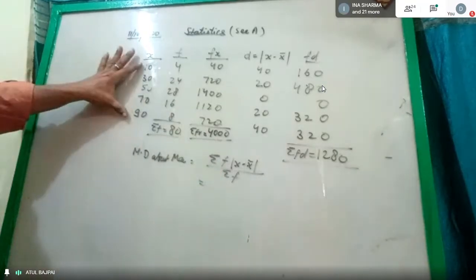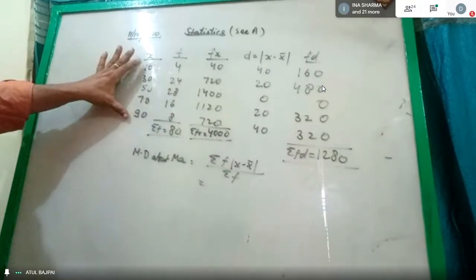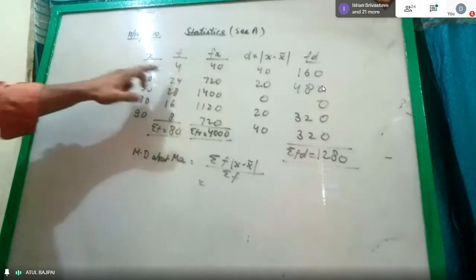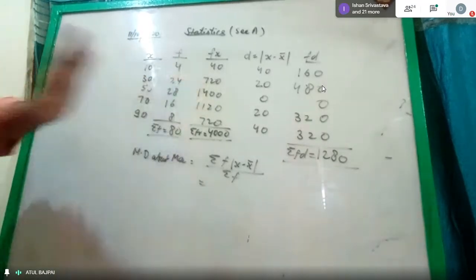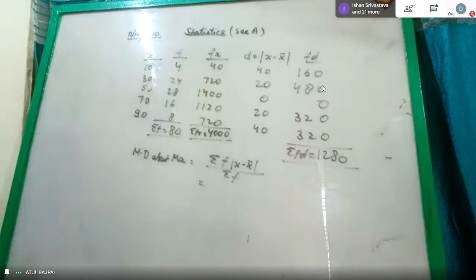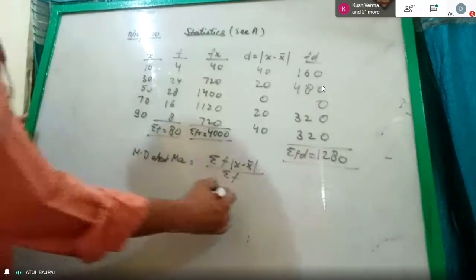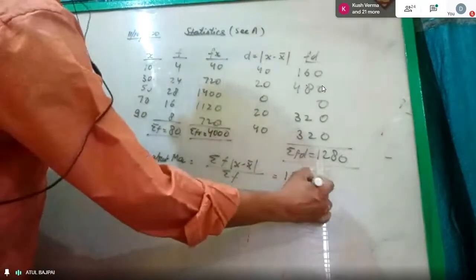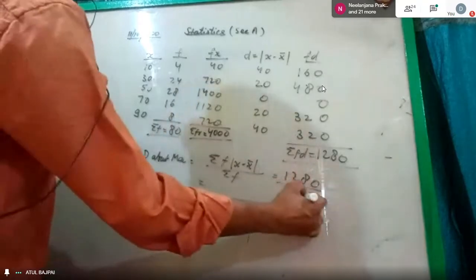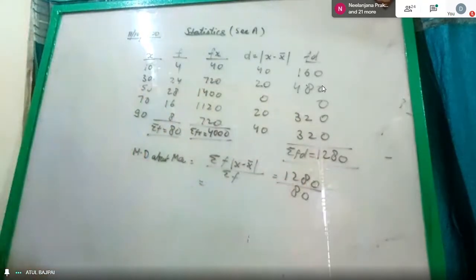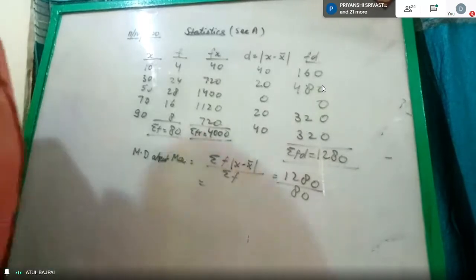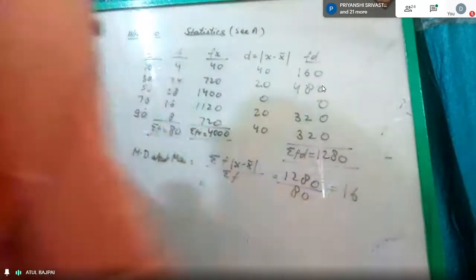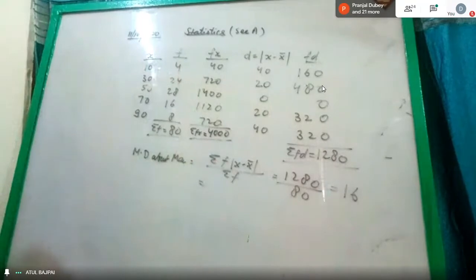Here we can see the number 10 has occurred 24 times, 30 has occurred 24 times, so total observations are 80, not 5. So what do we get? 1280 divided by 80. Simplify, what do we get? 16. So what is the mean deviation about mean? It is 16. Clear? Using the formula.